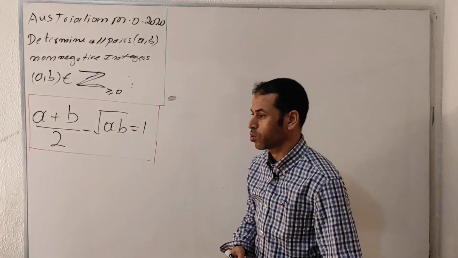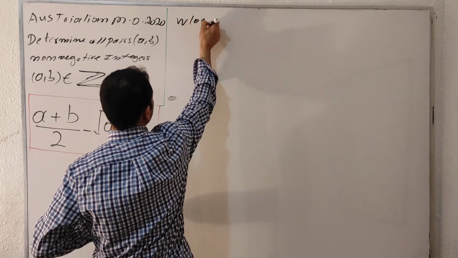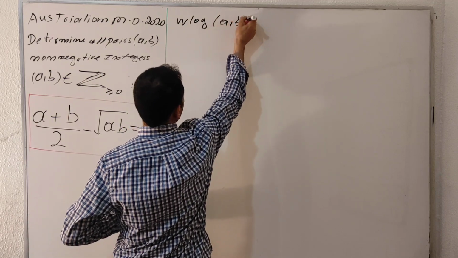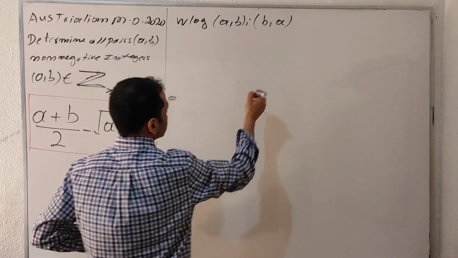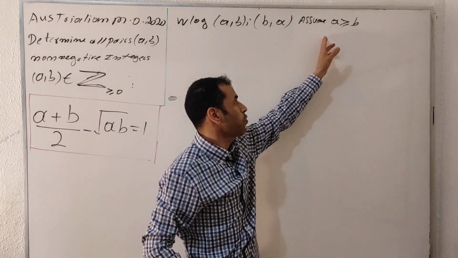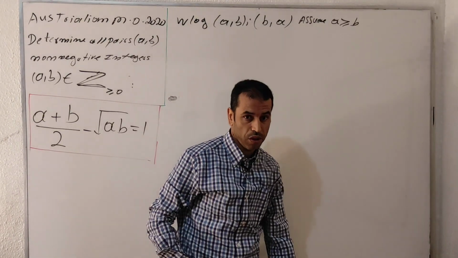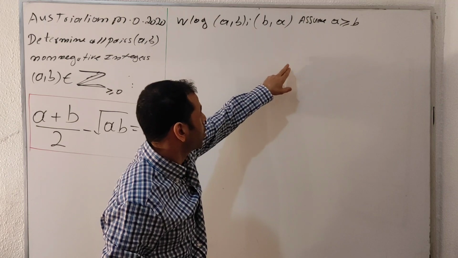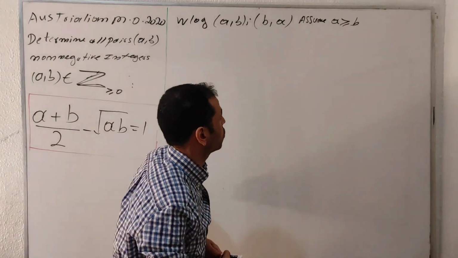Now let's get into the solution. Without loss of generality, we have that (A, B) is a solution, and also (B, A) is a solution, okay? Let's assume A is greater than or equal to B. It's enough to go over this direction, so once you find the solution, you will have included the other one. First of all, I'm going to check the obvious cases, okay? We are going to check whether we have equality or not.